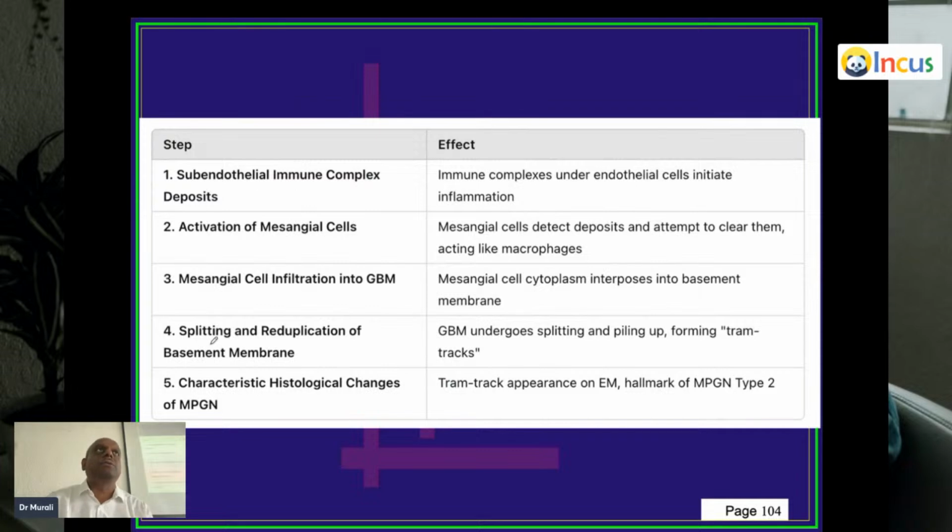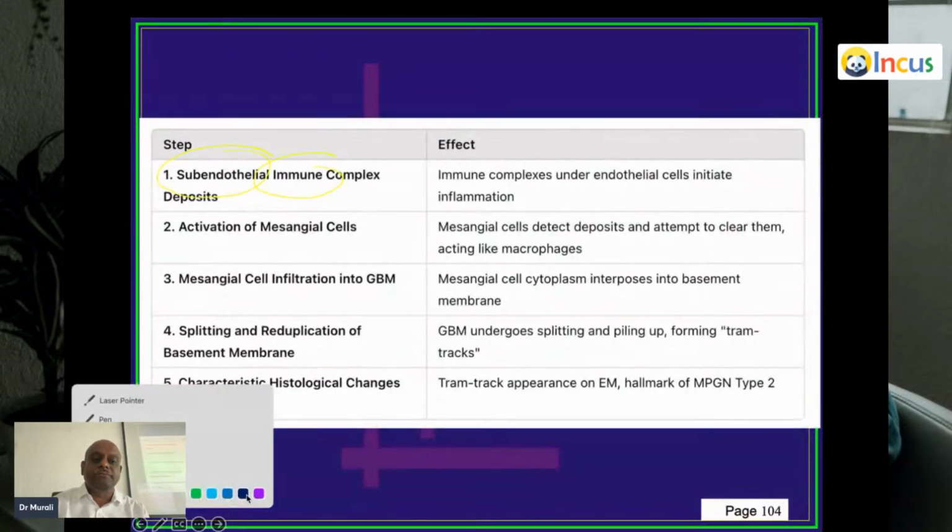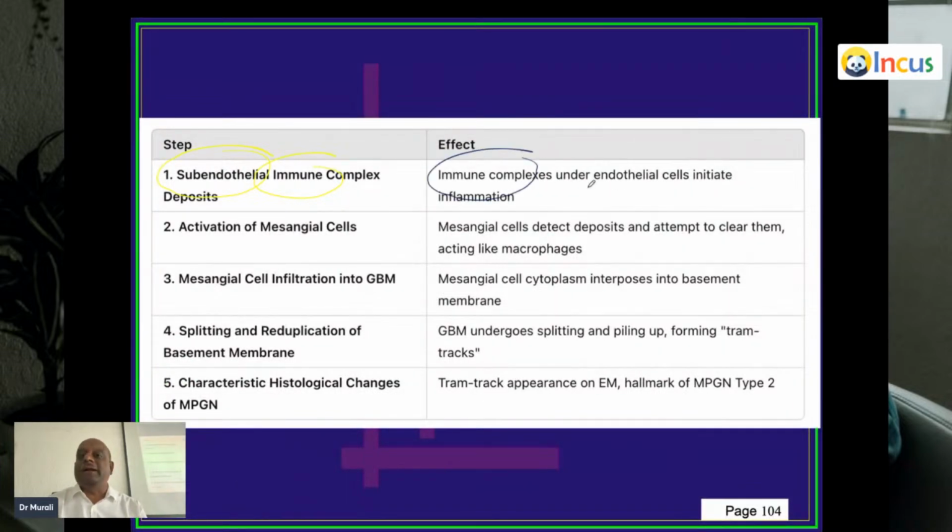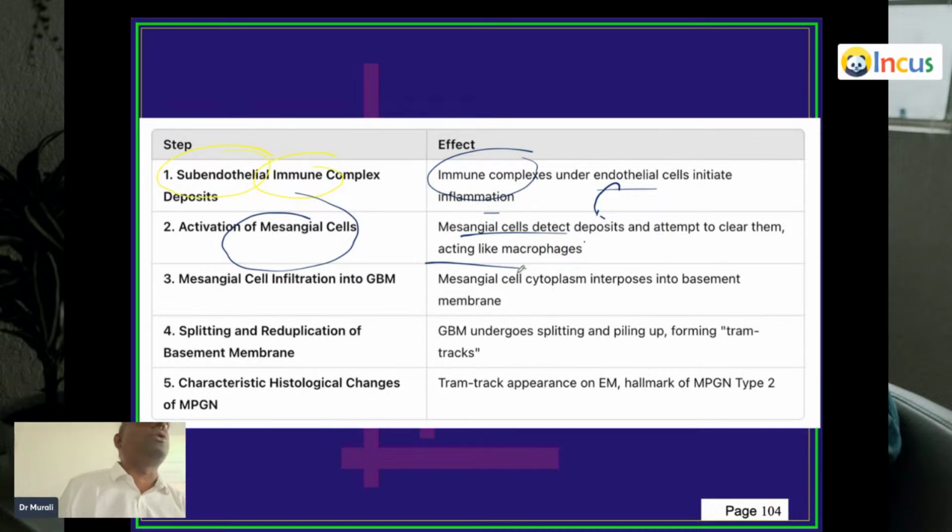So let us look stepwise into the pathology. There is a subendothelial immune complex deposition. Immune complexes underneath the endothelial cells will initiate the inflammation. That activates the mesangial cells. They detect the deposits which are subendothelial, and to clear them, they act like macrophages. The deposit has come under the endothelium, so they go to correct it.